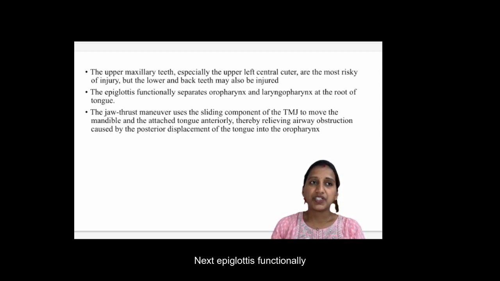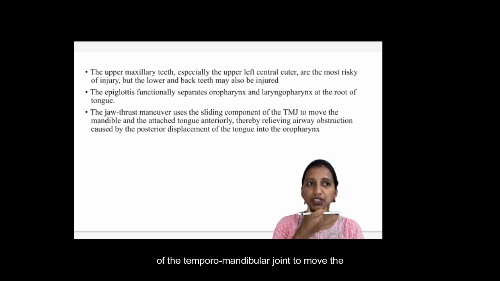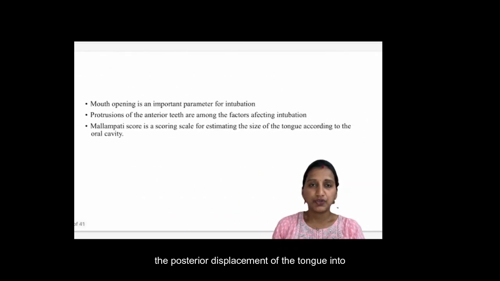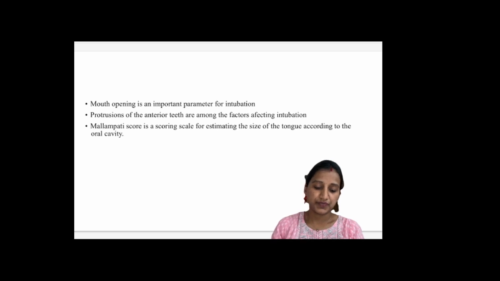Next, epiglottis. Functionally, it separates the oropharynx and the laryngopharynx at the root of the tongue. The jaw thrust maneuver uses the sliding component of the temporomandibular joint to move the mandible and attached tongue anteriorly, thereby relieving airway obstruction caused by the posterior displacement of the tongue into the oropharynx.